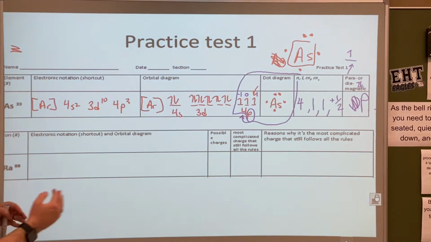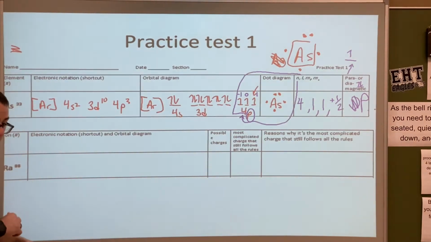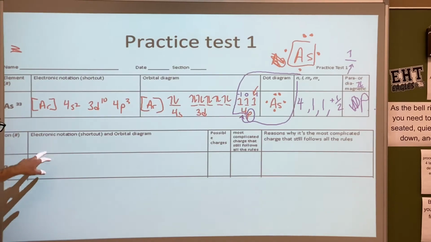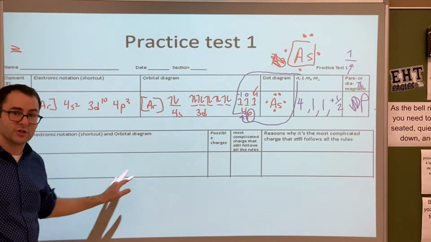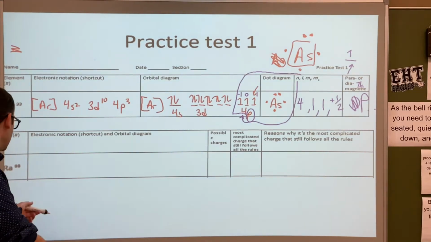No? All right, let's jump to the bottom, or the back. This is the top of the back. This combines both the shortcut and the orbital diagram just to give you a little bit more space to write it out. So let's do that.